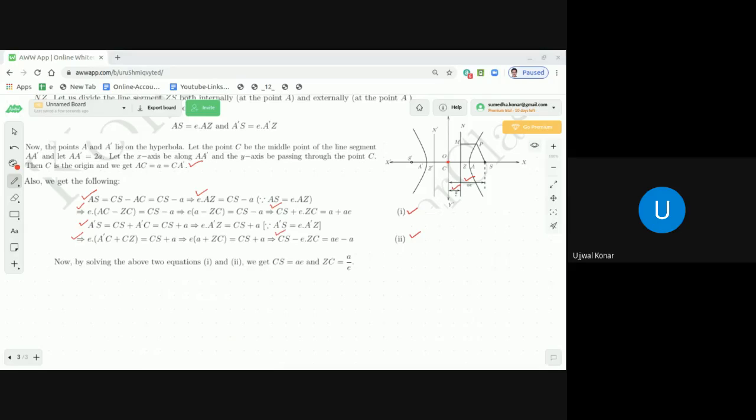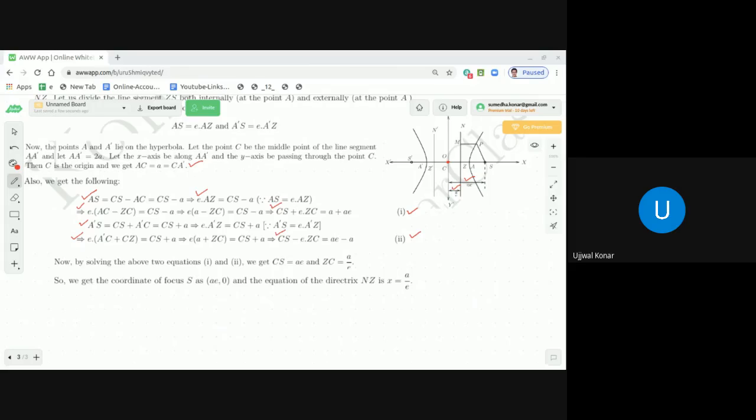Now, what we get is the coordinate of the focus S is (ae, 0), and the equation of the directrix NZ is x is equal to a by e. So these are the two important information we are able to get. And as we get this information, the rest of the portion is going to be very, very straightforward. Why? Because we took that variable point P as alpha comma beta, which is on the hyperbola, and definitely SP is equal to e into PM.